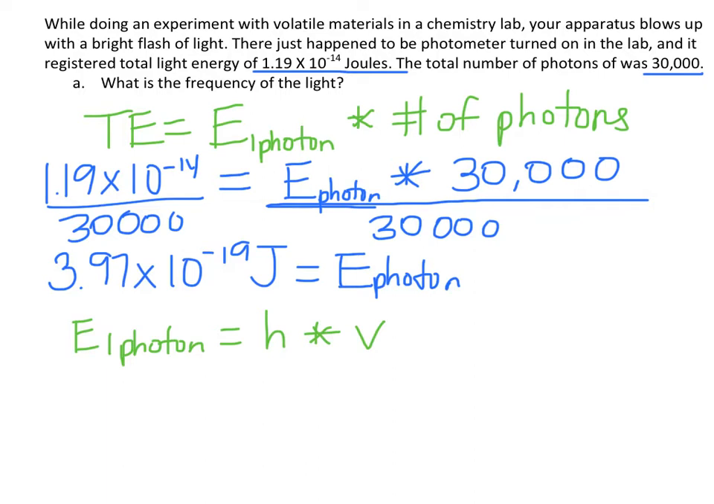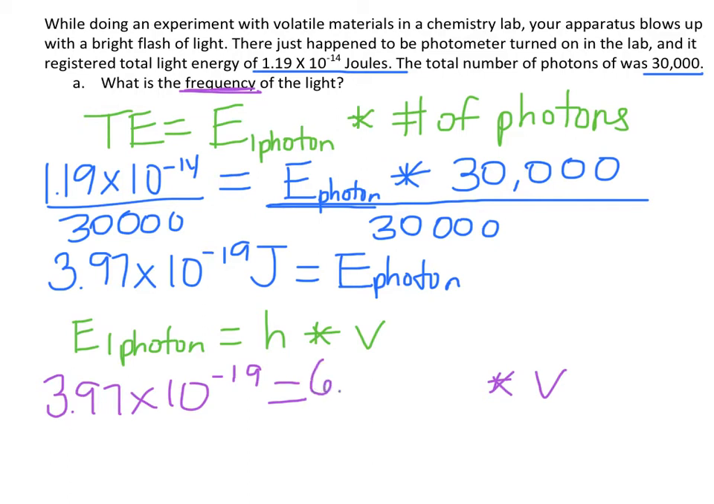So now that we have the energy of one photon, we can go down to the next formula. The energy of one photon equals Planck's constant times V. Remember, we're trying to find the frequency. So we're going to plug in that energy of one photon that we just found, 3.97 times 10 to the negative 19. And that equals H times V. We don't know V, but we do know Planck's constant. It's on your light equations guide, 6.63 times 10 to the negative 34.